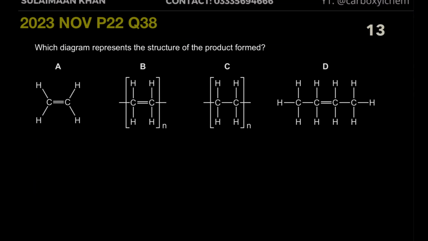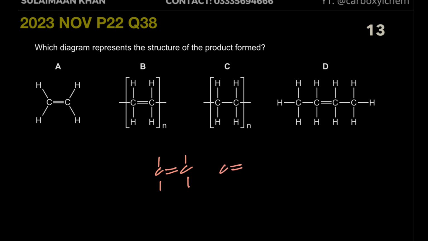Which diagram represents the structure of the product form? If I remember this question correctly, it's not properly posted. It says ethene undergoes polymerization. Which diagram represents the product form? Well, obviously, if ethene undergoes polymerization, it's going to undergo addition polymerization.